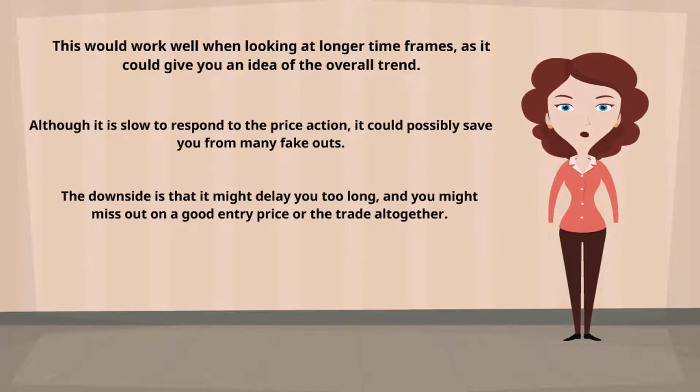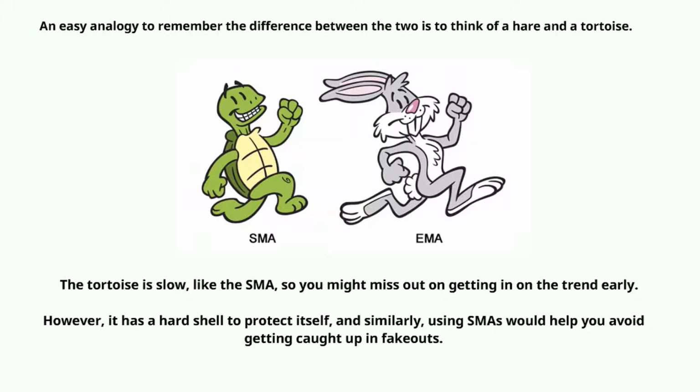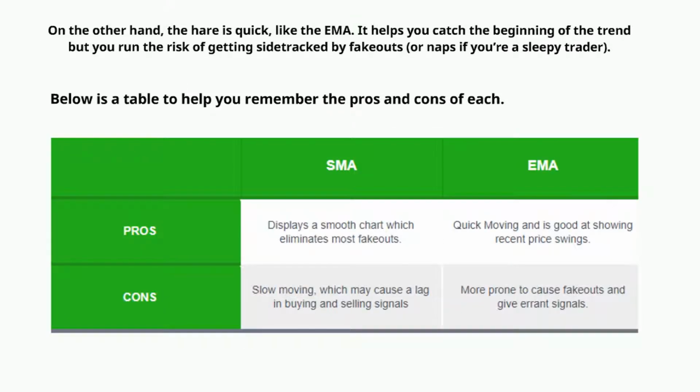An easy analogy to remember the difference between the two is to think of a hare and a tortoise. The tortoise is slow, like the SMA, so you might miss out on getting in on the trend early. However, it has a hard shell to protect itself, and similarly, using SMAs would help you avoid getting caught up in fakeouts. On the other hand, the hare is quick, like the EMA. It helps you catch the beginning of the trend, but you run the risk of getting sidetracked by fakeouts, or naps if you're a sleepy trader.